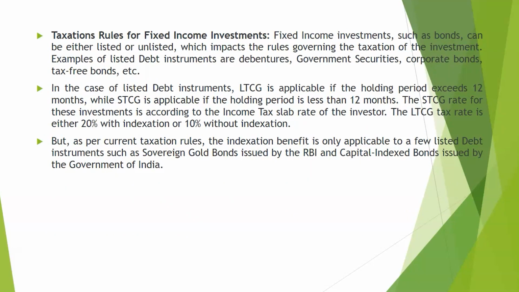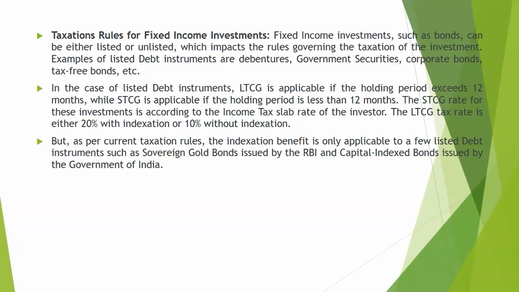Taxation rules for fixed income investments. Fixed income investments such as bonds can be either listed or unlisted, which impacts the rules governing the taxation of the investment. Examples of listed debt instruments are debentures, government securities, corporate bonds, tax-free bonds, etc.